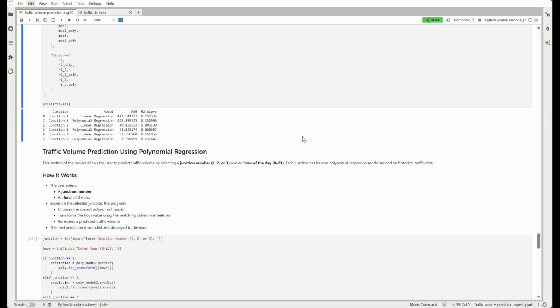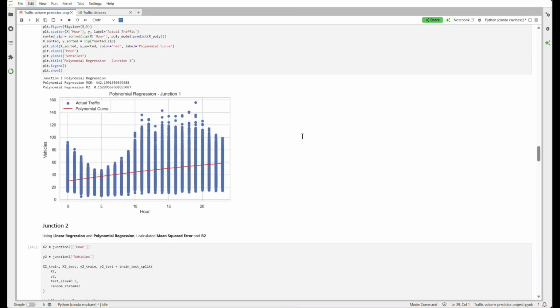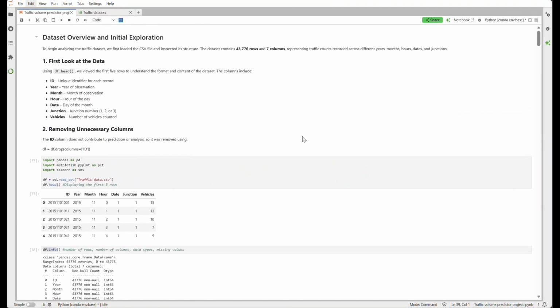Perfect. That is our project, top to bottom.